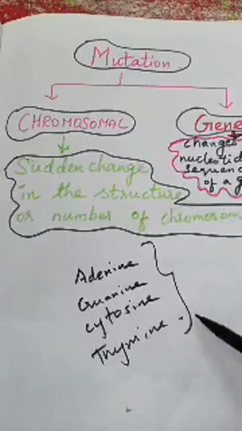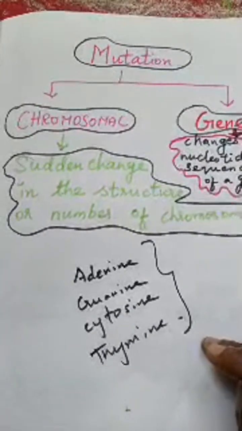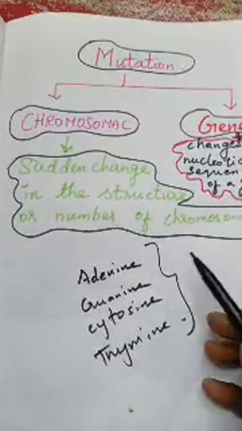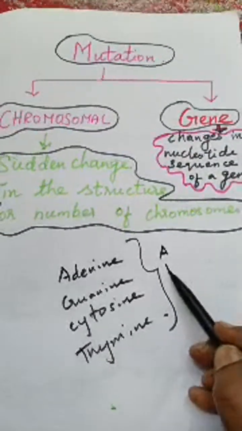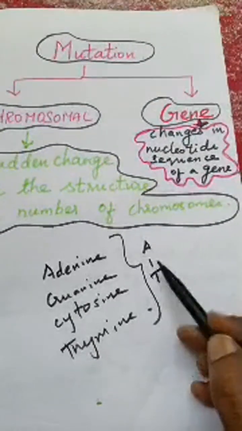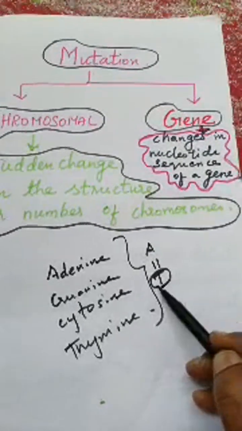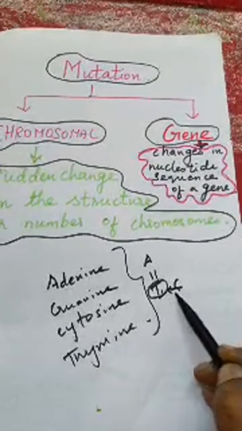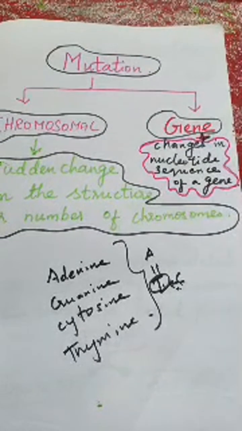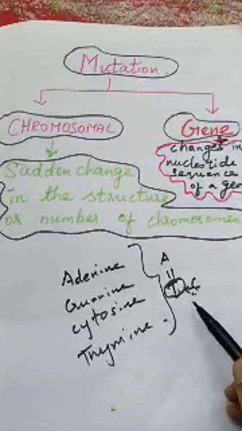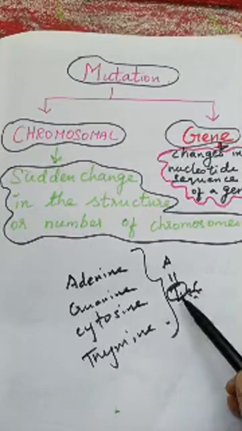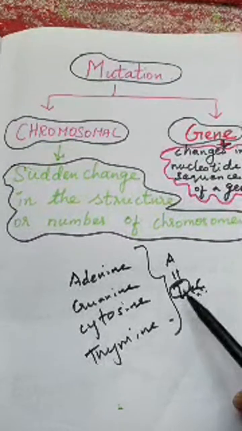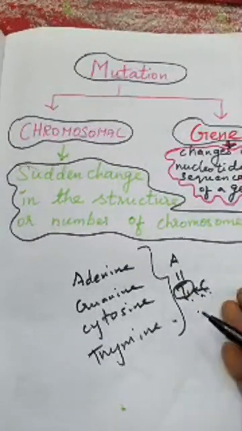So when there is a change in this nucleotide only, that is the nitrogenous bases, there may be a deletion. For example, adenine will always form a hydrogen bond with thymine, no? So instead of this thymine, what will happen when cytosine comes and occupies the place? It is a change only, no? So like that, instead of the original nitrogenous base, another one will come and occupy the space. This is an example I am telling you.